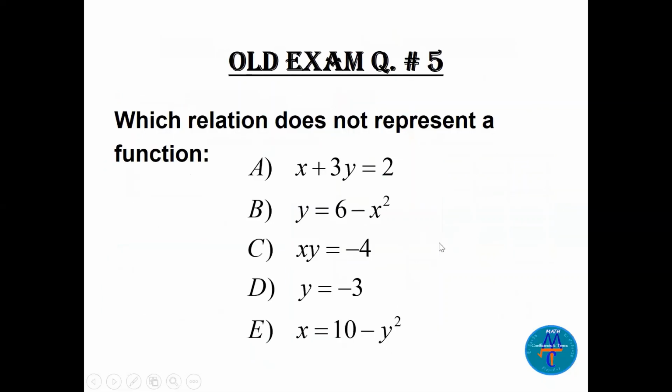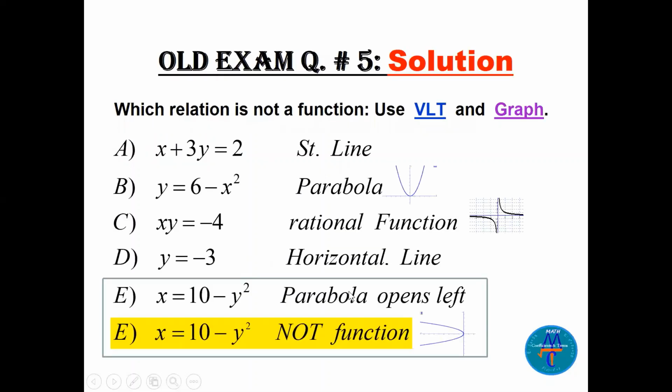Now question number 5, which relation does not represent a function? X plus 3y is equal to 2, y is equal to 6 minus x squared, xy is equal -4. Which one is not a function? I think the e is not a function. X equals 10 minus y squared. That's a parabola opens to the left. See, like this. If you draw a vertical line here, it cuts in 2 points, not function.